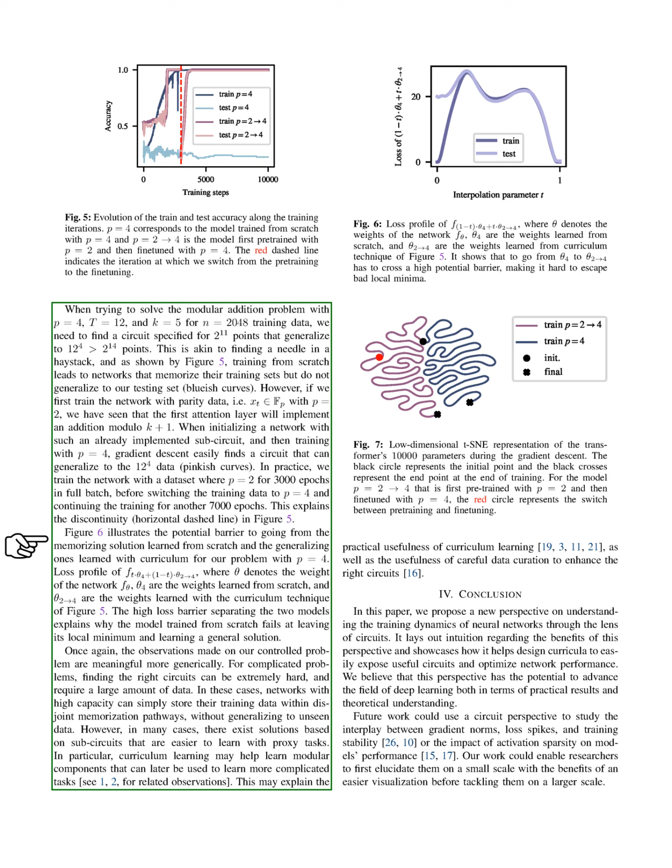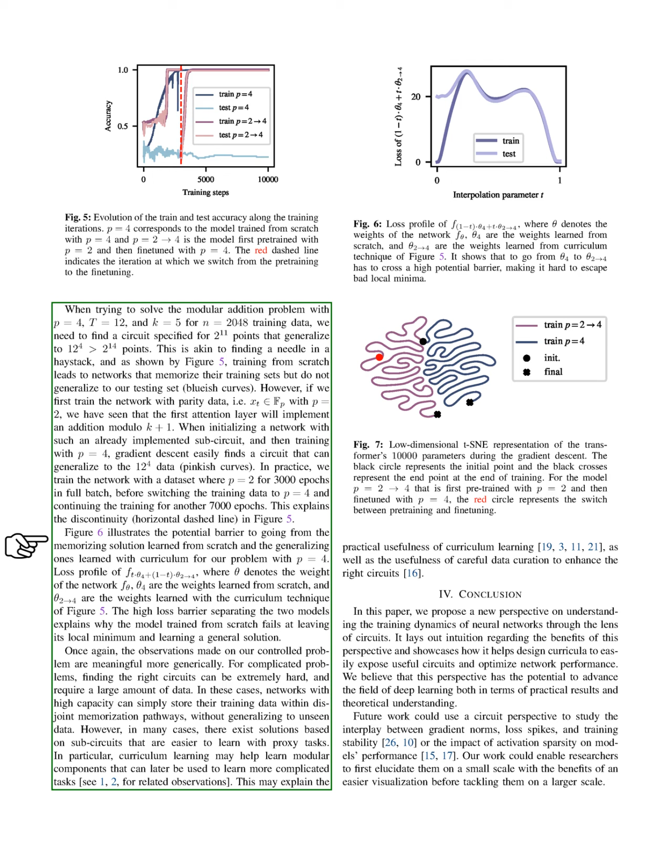In practice, we first train the network on data with a specific value for 3,000 epochs, then switch to a different value and continue training for an additional 7,000 epochs. This process creates a noticeable gap in performance, as illustrated in our figures. We observe a significant barrier between the memorization approach and the generalization achieved through curriculum learning. The high loss associated with the model trained from scratch explains its inability to escape local minima and find a more general solution. Our observations in this controlled setting have broader implications.